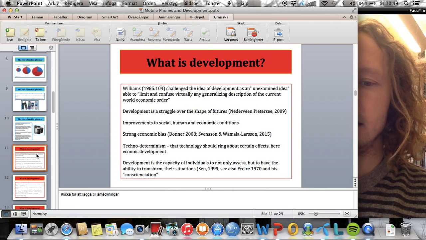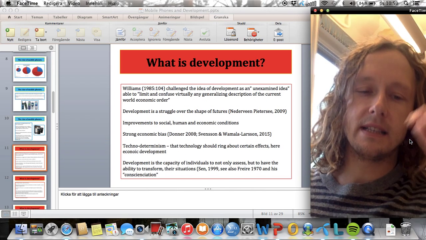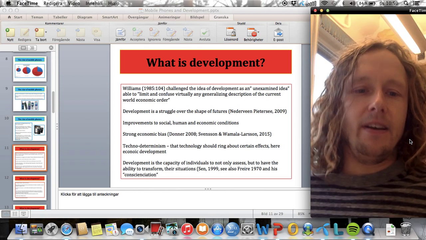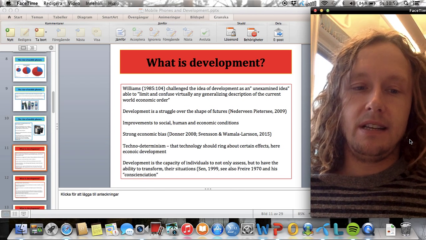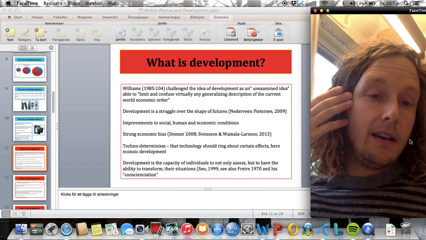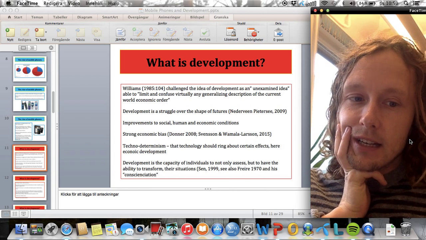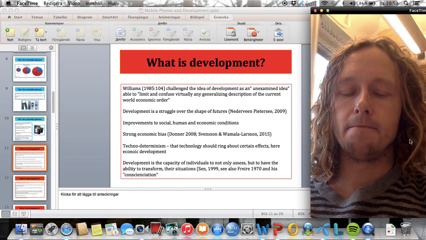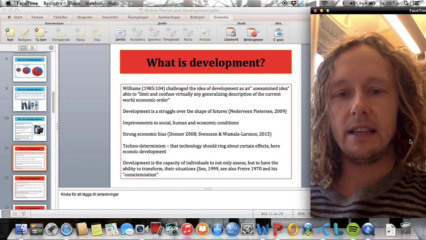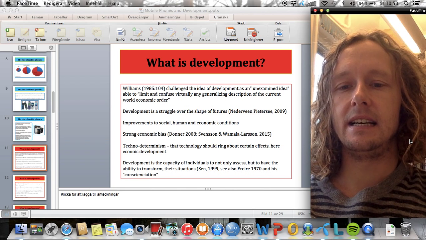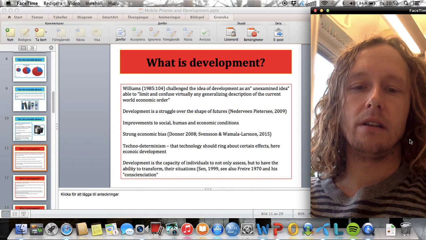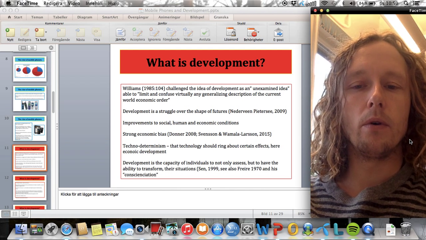Okay, so now we know a little bit about the rise of the mobile phones. Let's look at development. Now, this is a notoriously tricky concept. What do we mean by development? Well, there is no agreed upon definition, but one of the gurus in media and communication studies, Raymond Williams, wrote in his famous book Keywords from 1985, and he challenged the whole idea of development, stating that it's an unexamined idea that also limits and confuses virtually any generalizing description of the current world economic order.